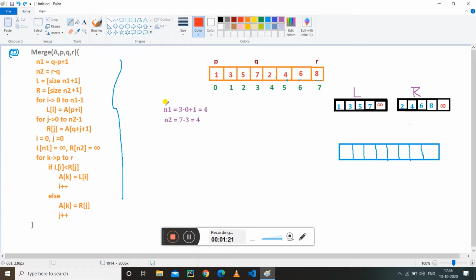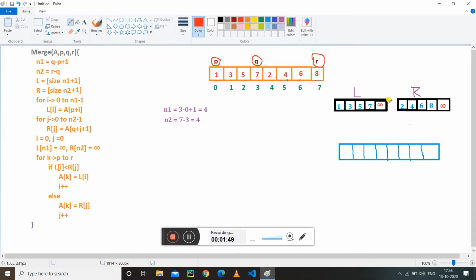Let's remove this. Perfect. So now first we have to pick P, Q, R. P means where to start, and Q is till where the array is already sorted, or from where we have to break the array to merge it, okay? And R is the endpoint.